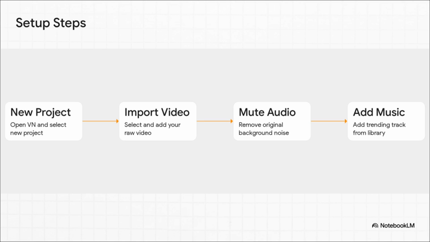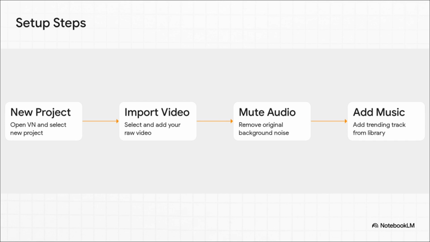First, just open the VN app and tap the plus button for a new project. Second, find and import your raw walking video. Third, and this is absolutely critical, hit that little speaker icon to mute your original audio. Just kill it completely. Finally, it's time to add your music. Go to the audio section, tap music, and pull from your library.